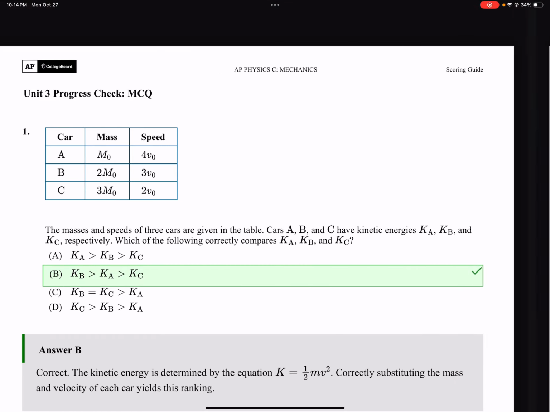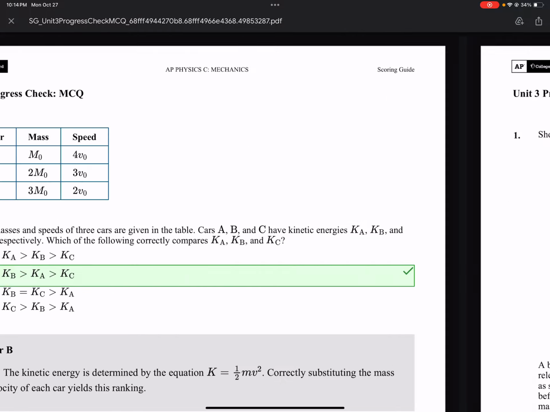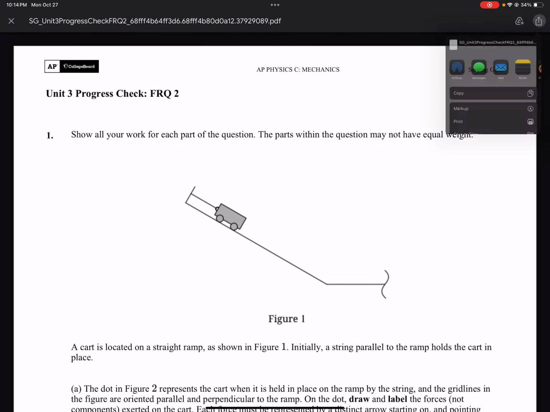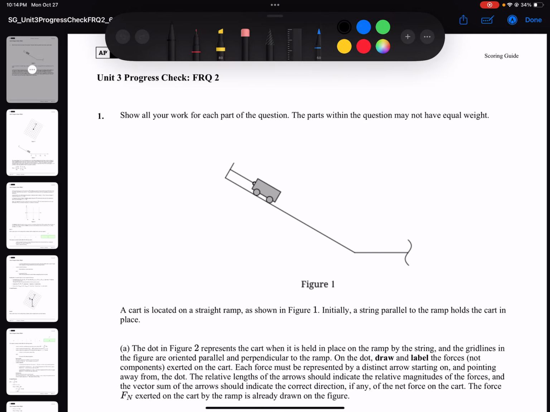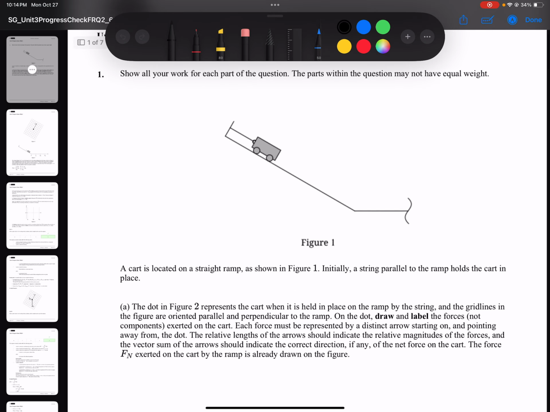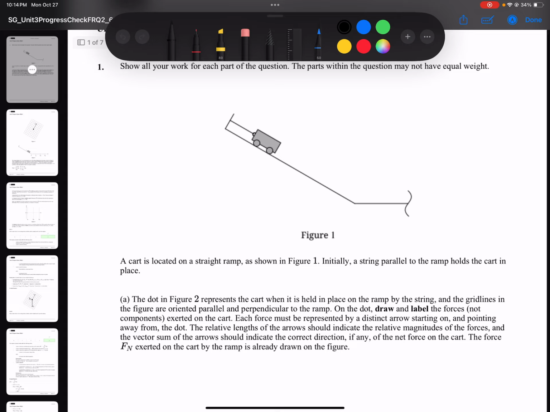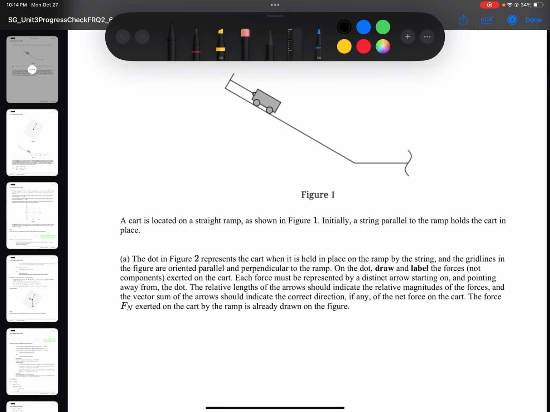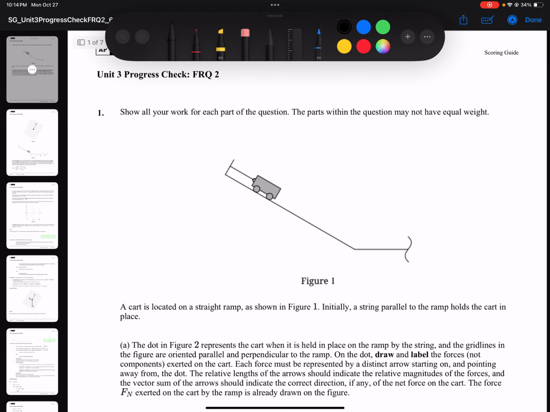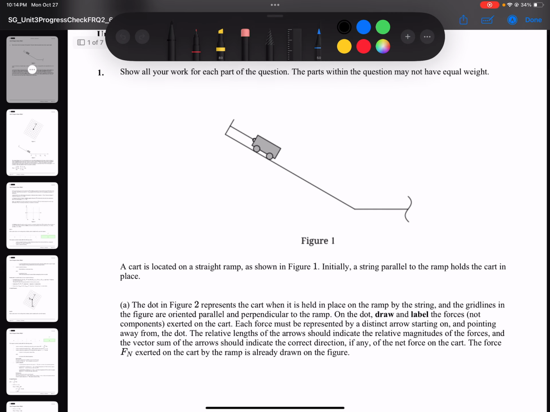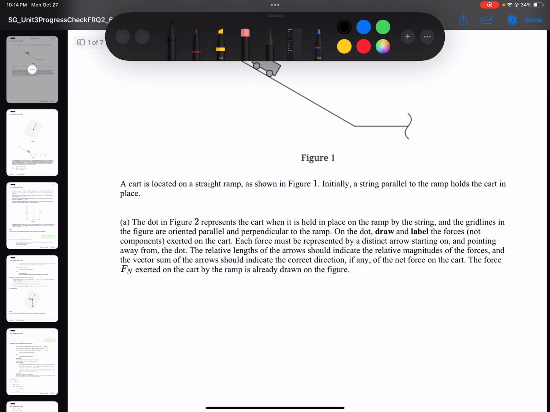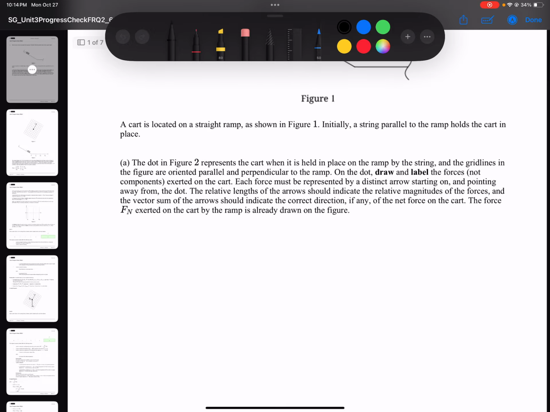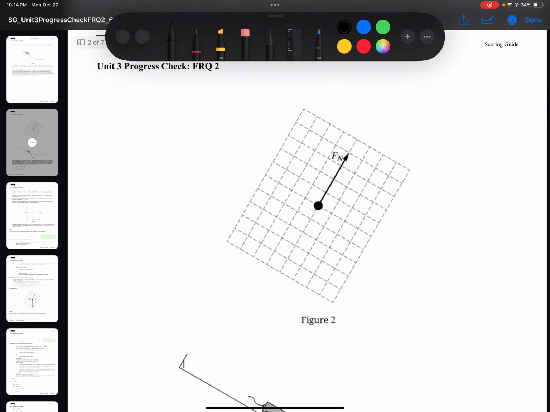Let's see, where's FRQ number 2? Here we go. I'll mark up this one. Here we have a cart that's going down an inclined plane. It's tied by a piece of string, and it is at rest. It's held in place, so we know the forces have to balance. We have to draw and label the forces. Let's look at our free body diagram.